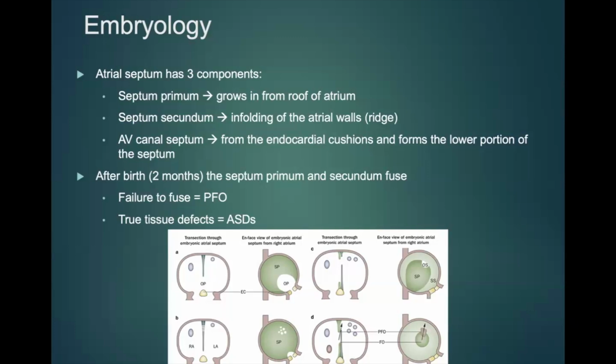When you think about tissue defects, they can be fenestrated, they can be partial, they can be complete. And so that's why we can get ASDs anywhere on this continuum, or multiple ASDs at once. Typically, a PFO fuses about 2 months after you're born. And that's because the difference between the left and right atrial pressure eventually squishes the 2 sheets together, and that causes fusion.